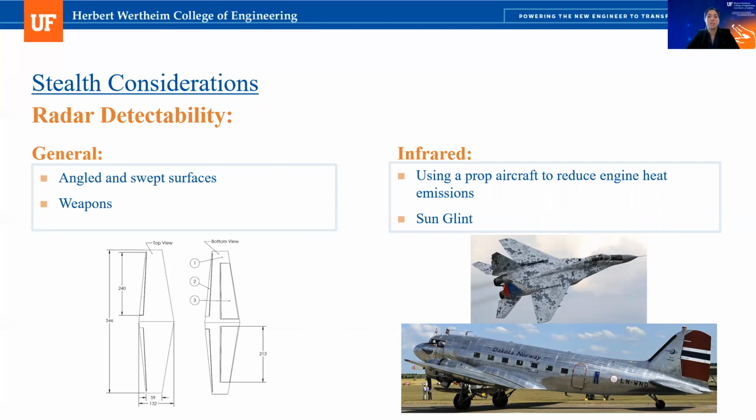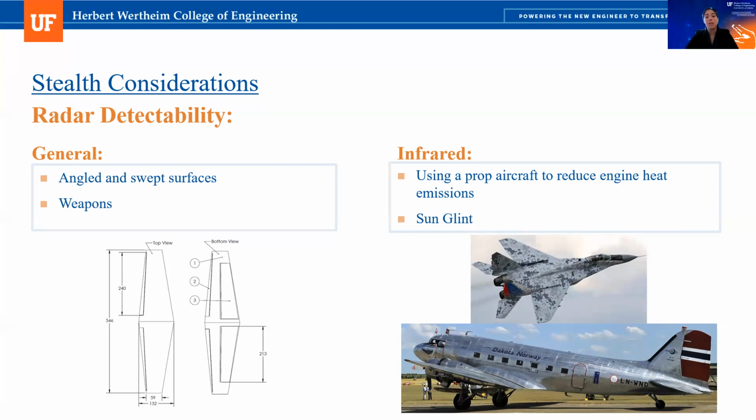The number one stealth consideration we decided to tackle was radar detectability. Radar detectability is the number one way of tracking aircraft nowadays, and two of the general ways we were able to tackle radar detectability were, one, by angling and sweeping surfaces along the aircraft, which can be seen in the wings below, and number two, hiding the weapons within the body of the aircraft to reduce surface area for the radars to bounce off of.